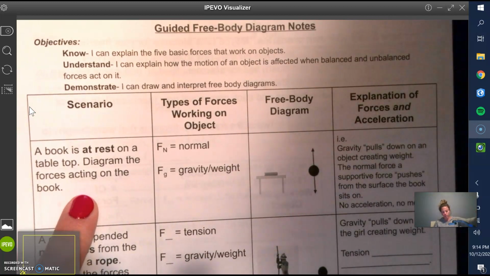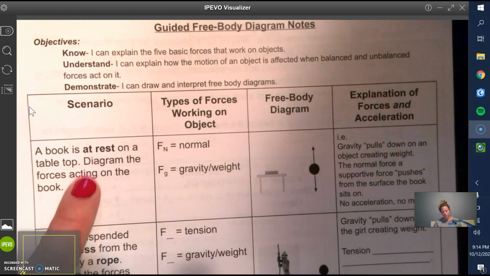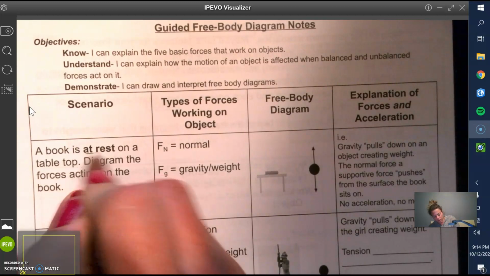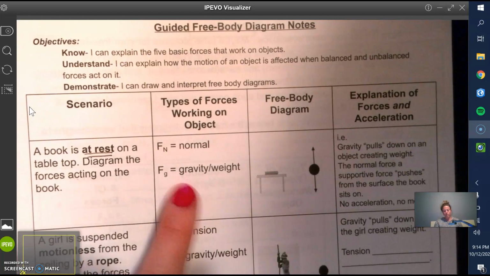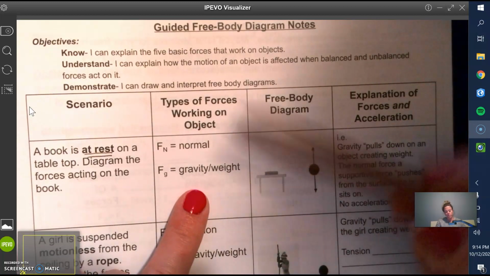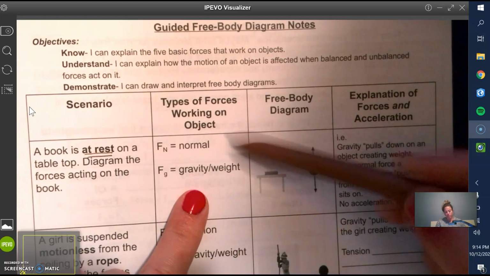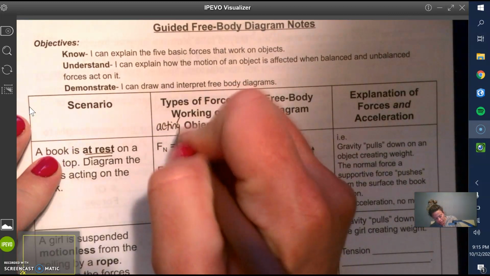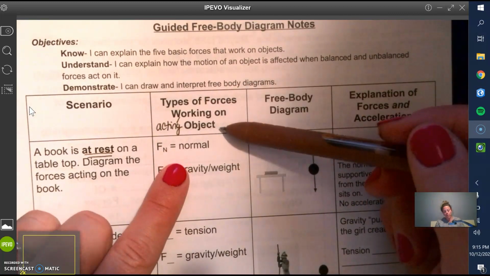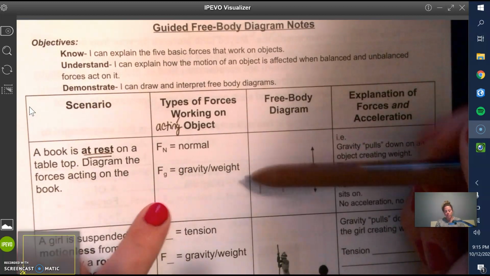So if we look at scenario 1, if we have a book at rest on a table, it says diagram the forces acting on the book. So the book's at rest. You can see here that it's in bold. And what we want to do is diagram all the forces. So you then have to think to yourself, okay, what are the types of forces that are working on the object? And when we say working, you can think of this as acting on the object. Remember, this is not interactions between 2 objects. This is just what forces are acting on an object at one time.